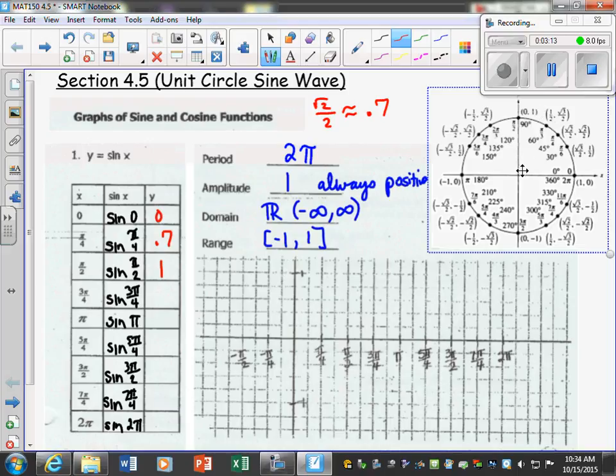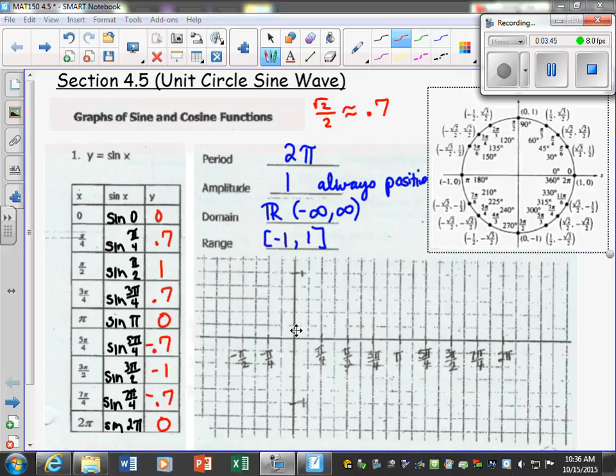Sine of 3 pi over 4, that puts us right here. What is the sine of 3 pi over 4? Square root of 2 over 2, which we're going to go ahead and put the decimal representation of that. And sine of pi is going to be 0. And then I'm just going to go ahead and pause it and plug in the rest of these values, and you can check those. Okay, check your answers and make sure you get the same thing.